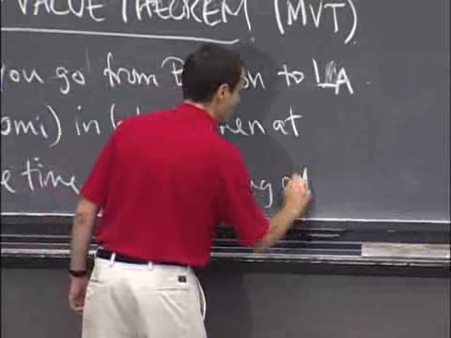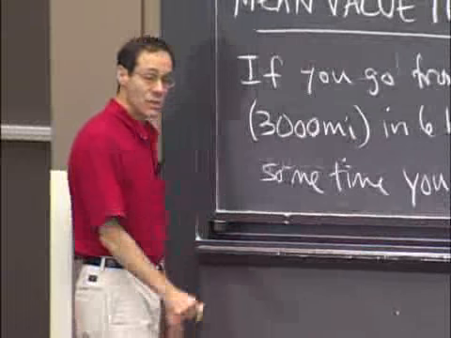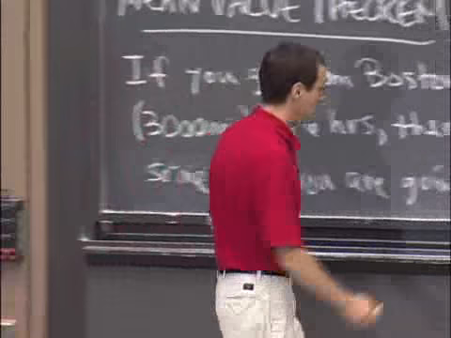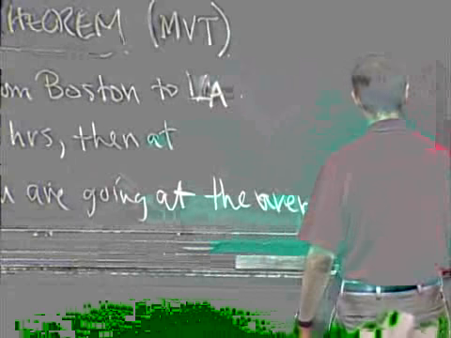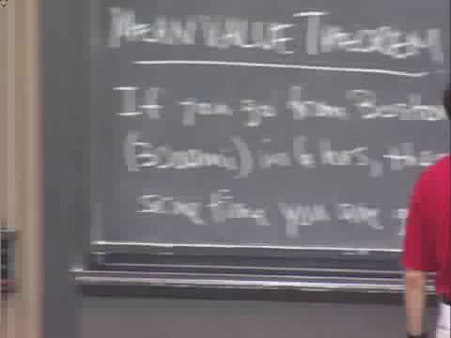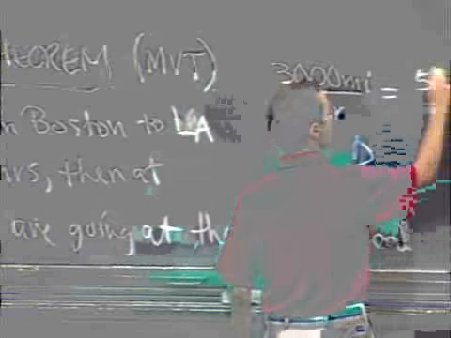you are going at a certain speed, the average of this speed. Average speed, which in this case is what? So we're going at the average speed. That's 3,000 miles divided by 6 hours. So that's 500 miles per hour.